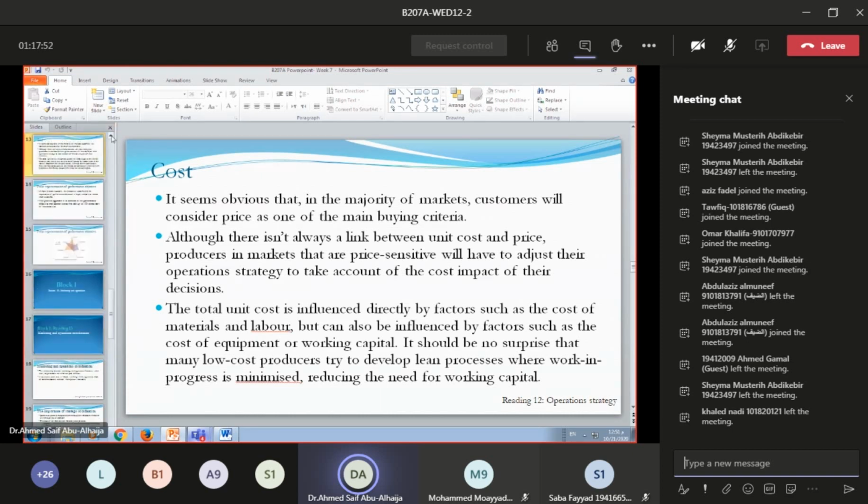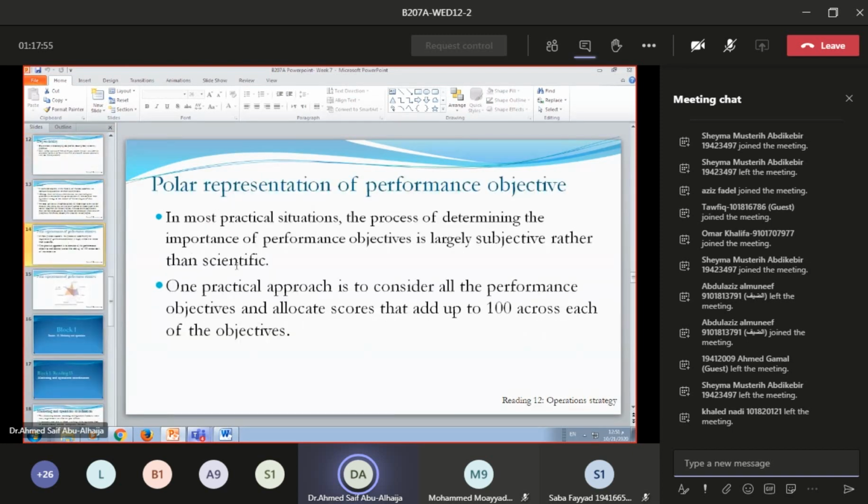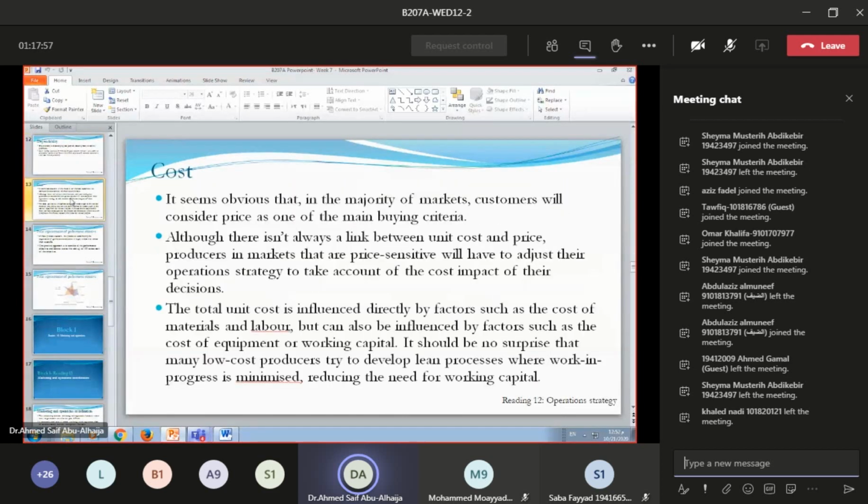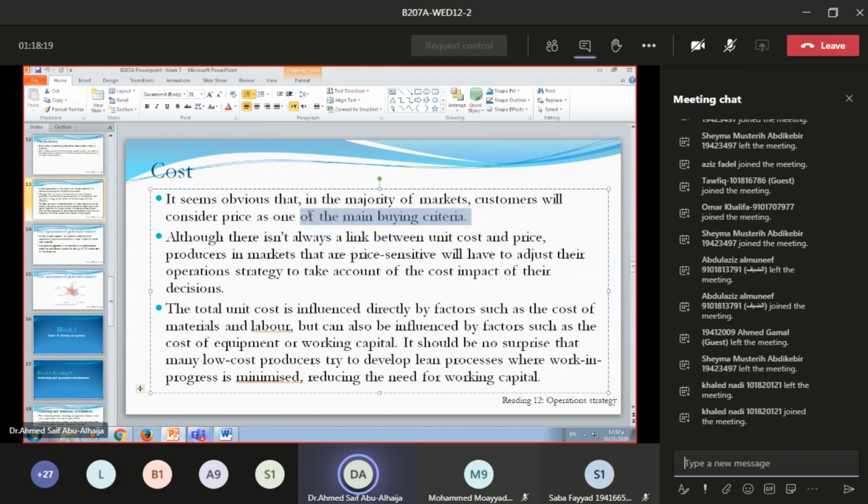Okay, what is it? Cost, yeah. The last important performance objective is the cost, which is very important. As they say here, it seems obvious that in the majority of markets, customers will consider price as one of the main buying criteria. Let's be honest. As customers, we consider the price, right? All the time, because it's important, right? Yes, it is important, so we consider it.